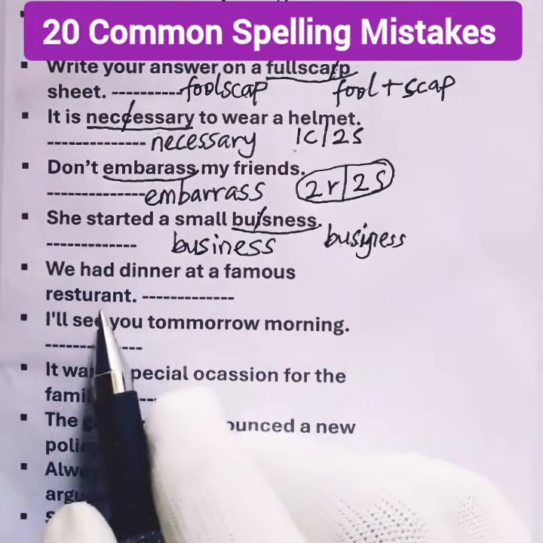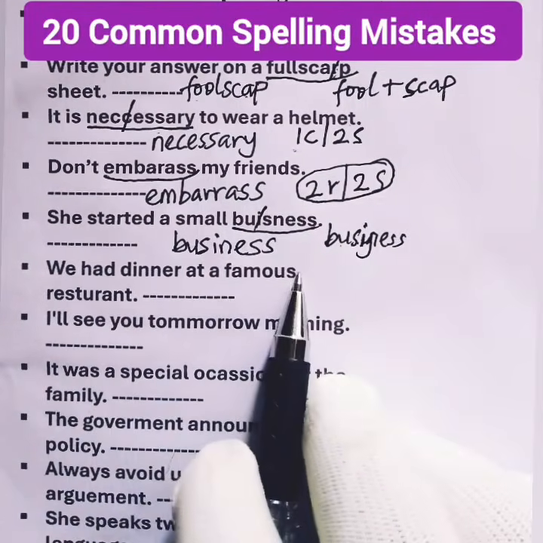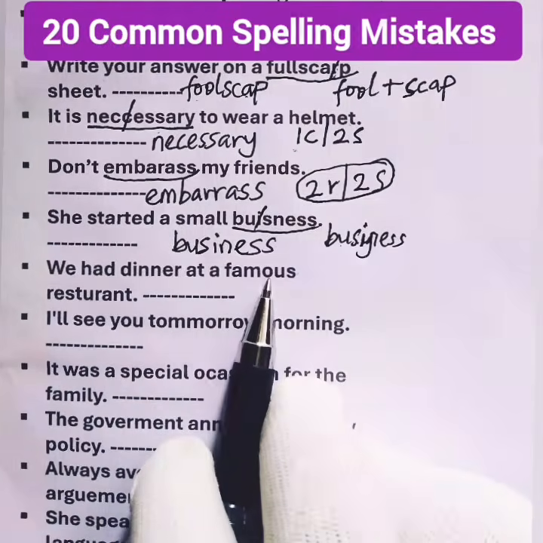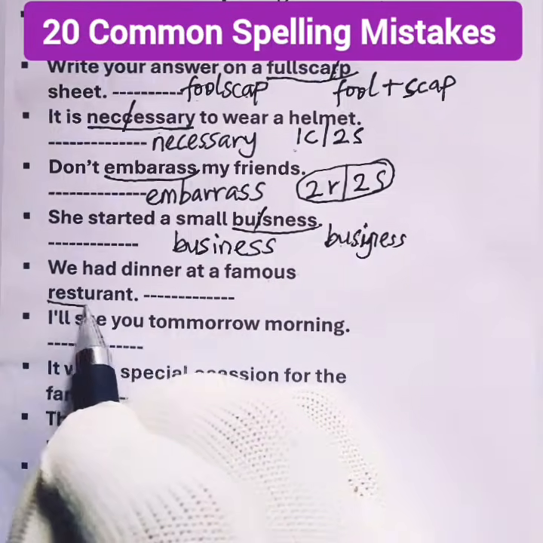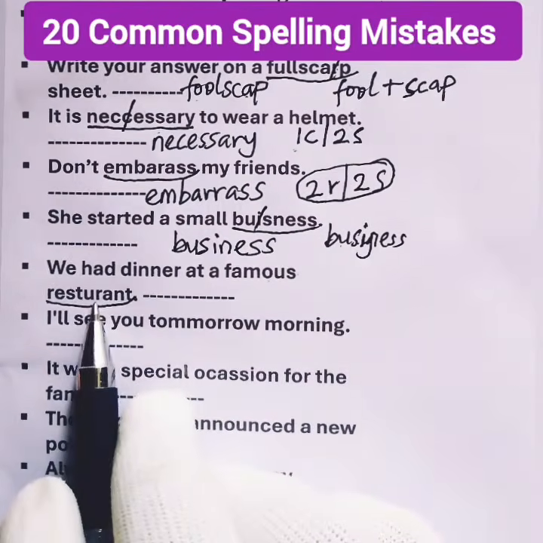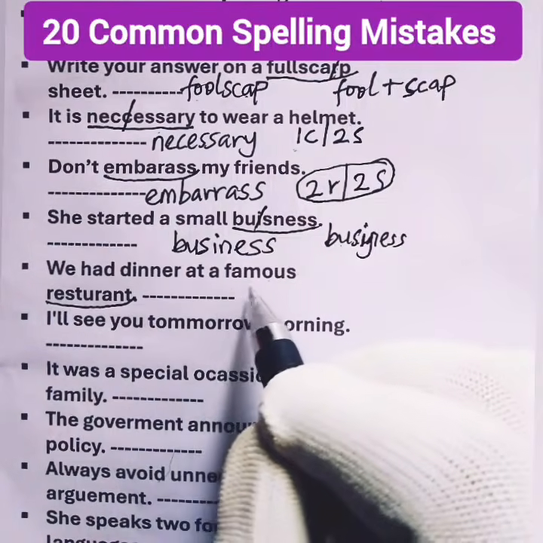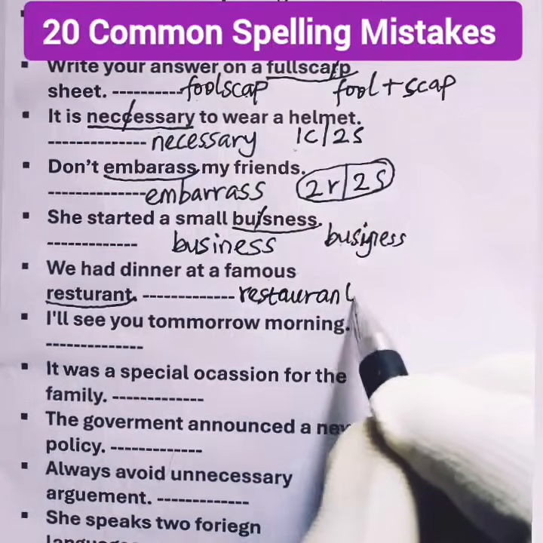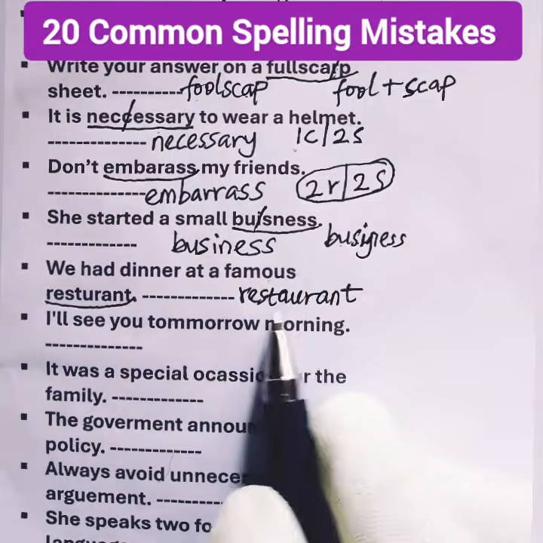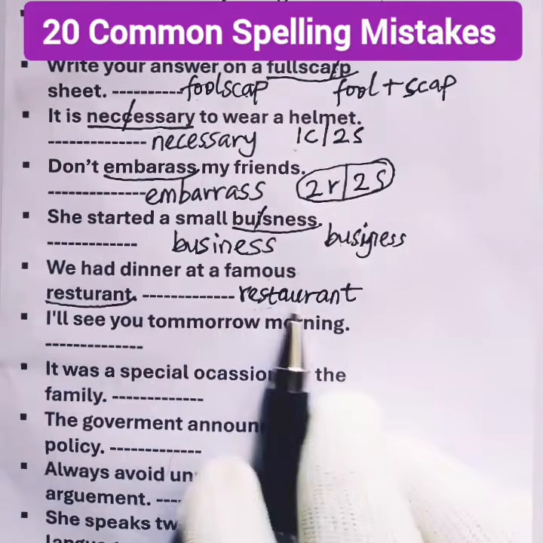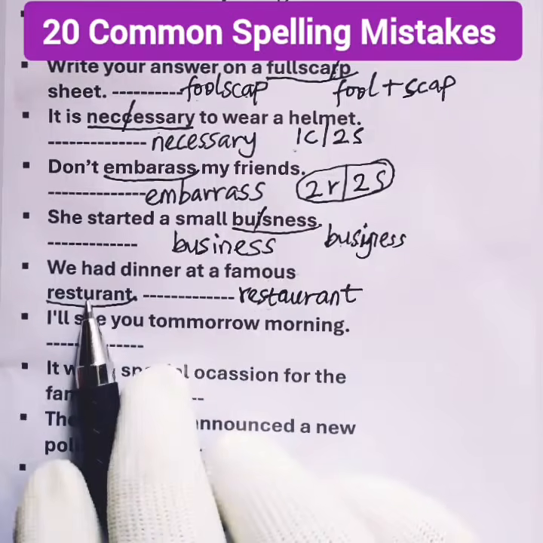Next, we had dinner at a famous restaurant. Dinner is correct, famous is correct, but restaurant is wrong. Something is omitted here. Let's look at the correct spelling. Can you see that? So what was missing? The A. Always remember AU instead of just U, okay?